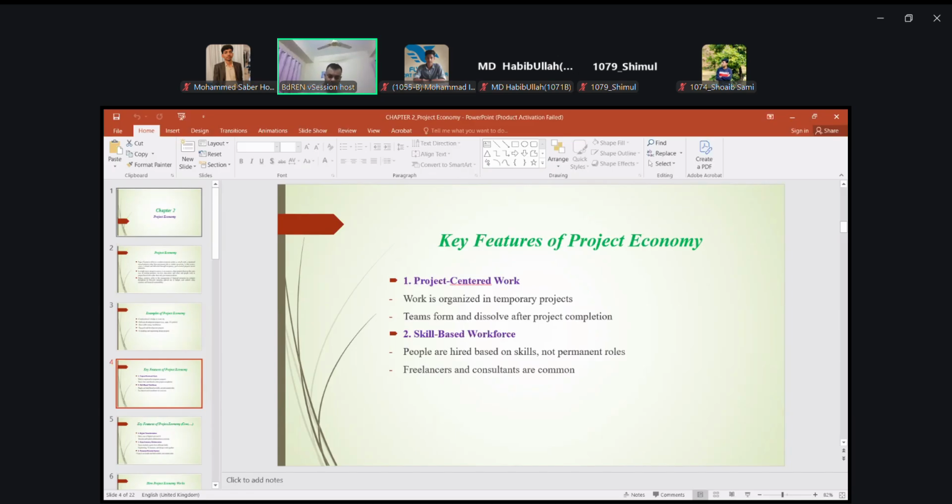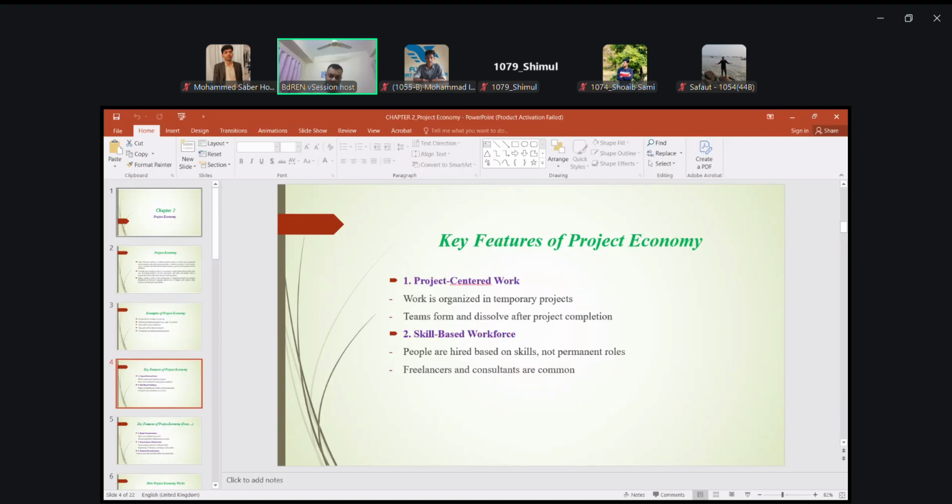Okay. So here we are talking about the formation of teams, and we know that for developing a particular project, the project manager must form a team, and when the project is over, the project team will immediately be dissolved.